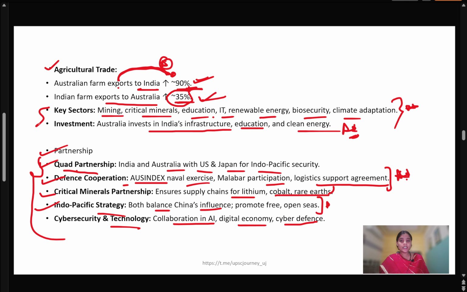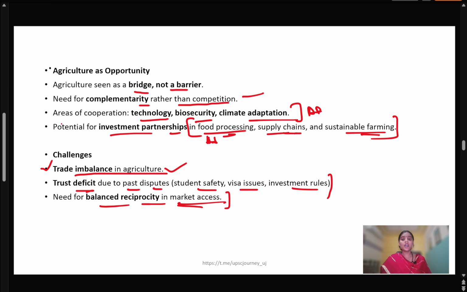This is the other key area of investment: mining, critical minerals, education, IT, renewable energy, biosecurity, climate adaptation. Again, we are partners in the Quad, defense cooperation, critical minerals, Indo-Pacific strategy, and cybersecurity and technology. These are the key points where both countries have close cooperation or a strategic partnership. Again, we need to look at agriculture as an opportunity and not a barrier, and how this will help in food processing, supply chain, and sustainable farming.